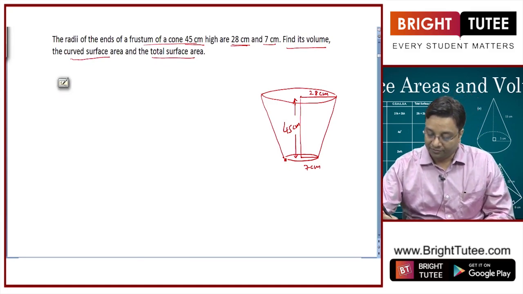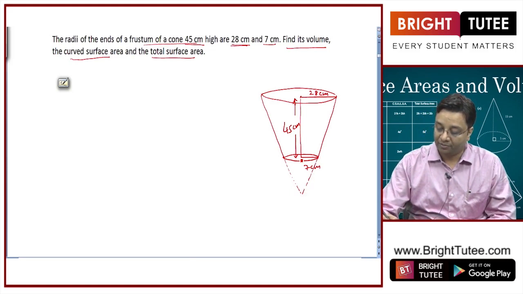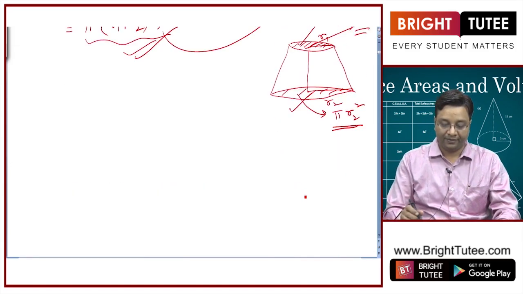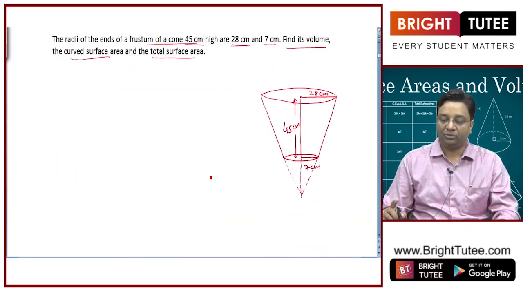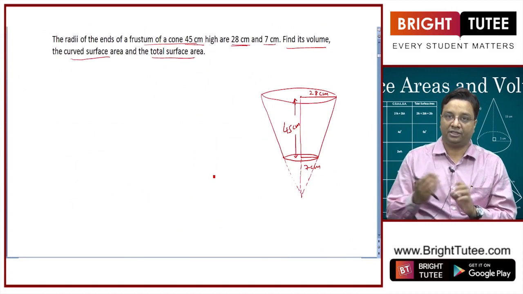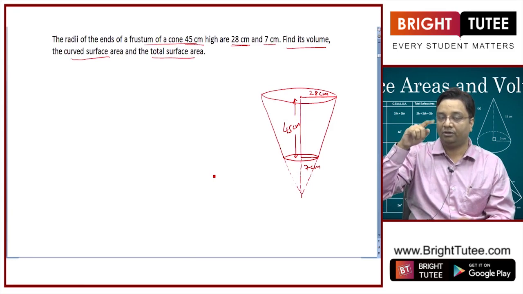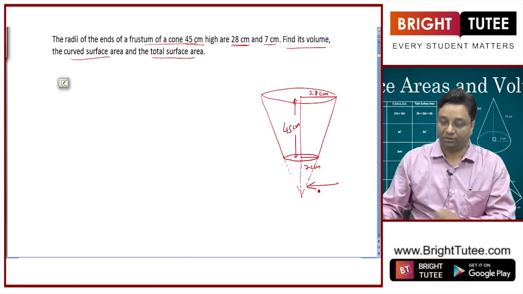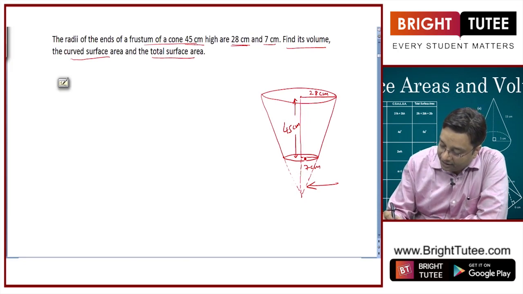So if you look at it from the perspective of a cone, this question is just to explain the theory part. Otherwise, I can directly apply these formulae and calculate the volume and surface area, but this question is to explain the working of a frustum of a cone, that it is the difference of volumes of the bigger cone minus the smaller cone that we are removing here. So this is the smaller cone that we are removing to make it a frustum. This radius is 7 centimeter.